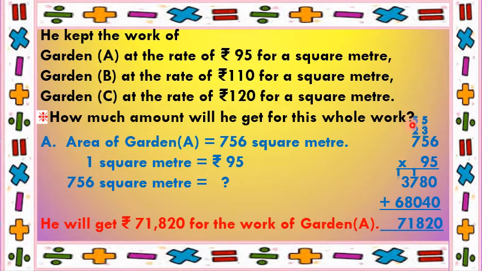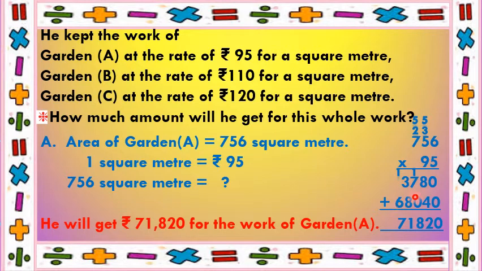Put 8 down, 2 carry, 7 fives are 35 plus 2 is 37. 9 is in the tens place, so put 0 down. 9 sixes are 54, put 4 down, carry 5. 9 fives are 45 plus 5 is 50, put 0 down, carry 5. 9 sevens are 63, plus 5 is 68.